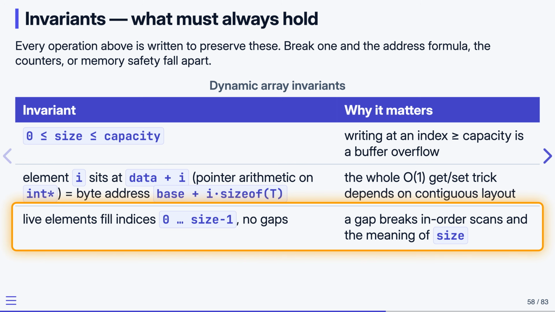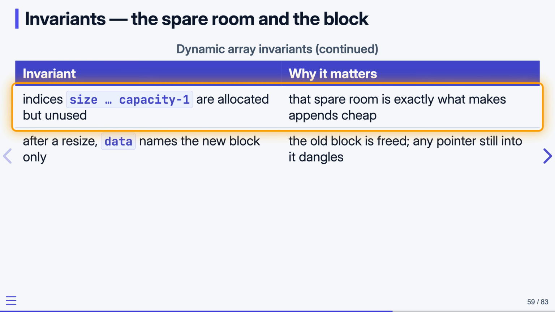Third rule: the live elements fill the indices from 0 up to size minus 1, with no gaps. A gap would break in-order scans and the meaning of size. Fourth rule: the indices from size up to capacity minus 1 are allocated but unused. That spare room is exactly what makes appends cheap.